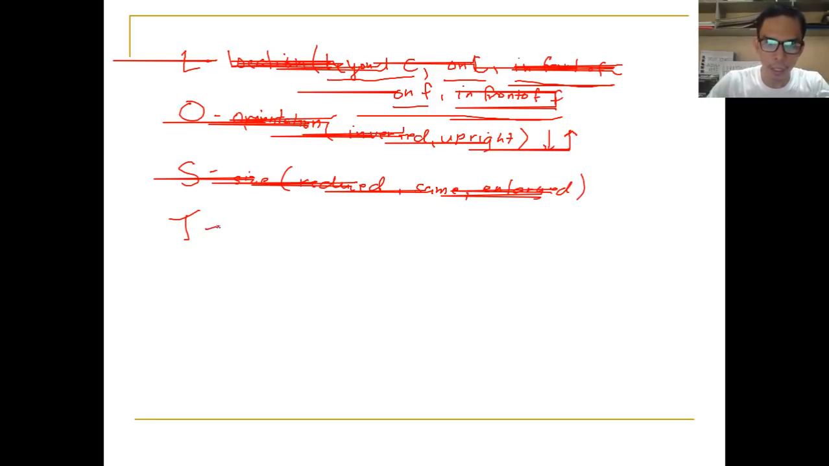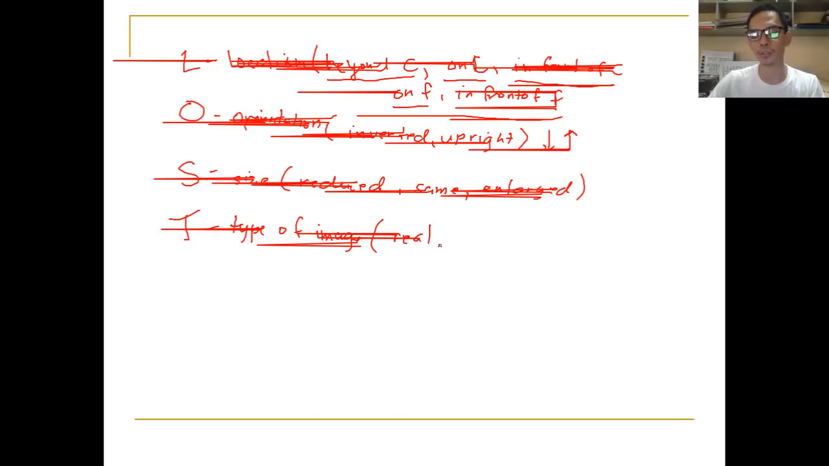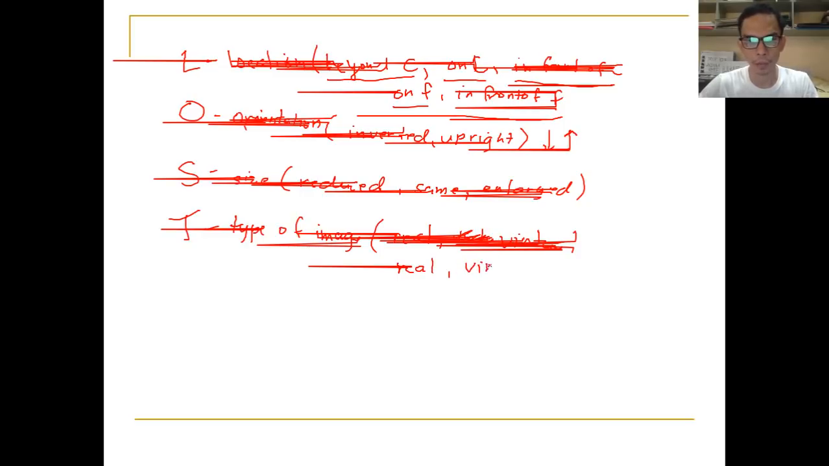Next one. The T stands for type of image. So what do we have right here? The type of image can be two: real, if the image is formed on the same side as the object, or virtual. Let me rewrite it again. So we have real and virtual. When we talk about virtual, the image will likely form at the back of the mirror. So that is your LOST.